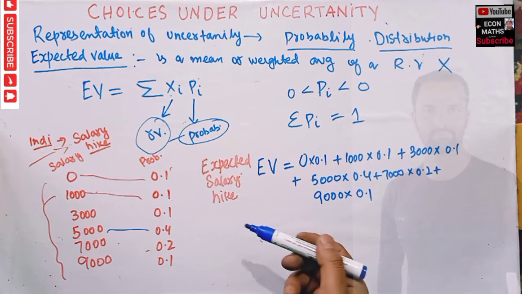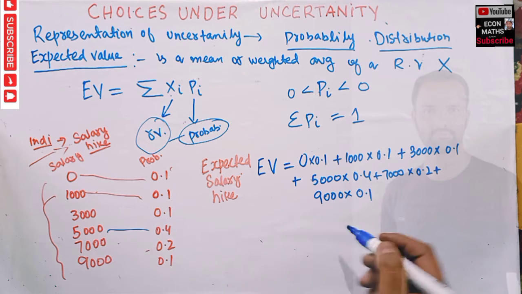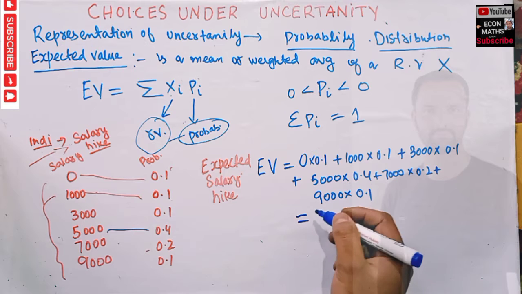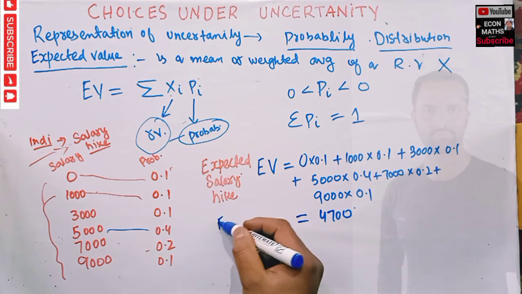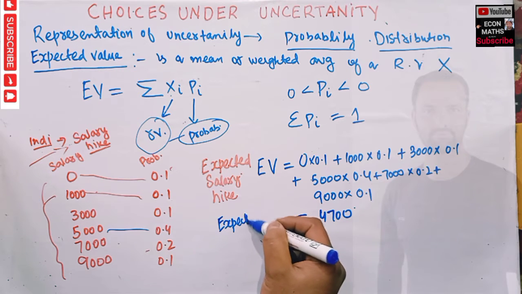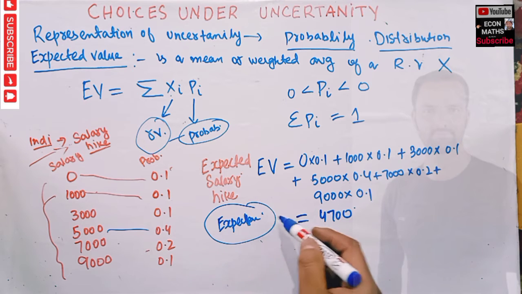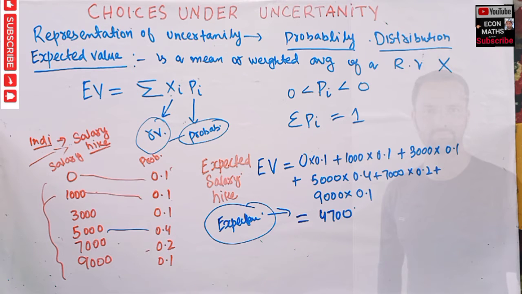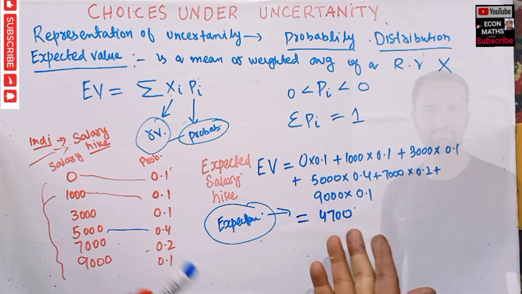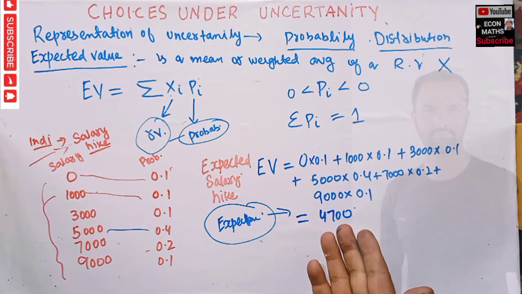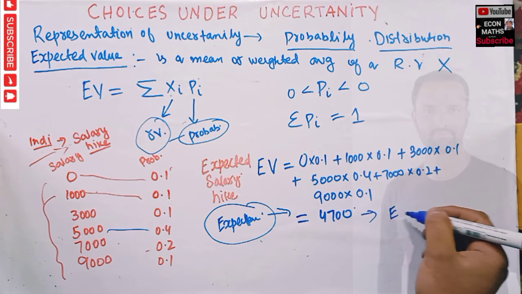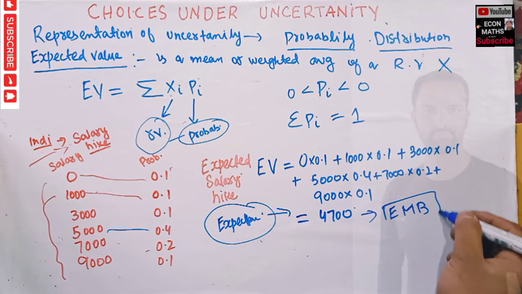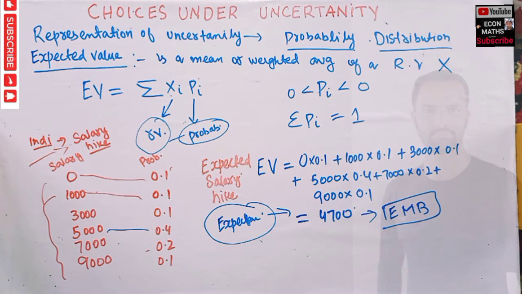We can say in this case expected salary hike, when we solve this out, this will come out to be a number. Let us say it is 4700. Okay, that means we will expect that the individual's salary will increase by 4700. Okay, so this is the expectation. This is an uncertain event here. So this is the meaning of this expected value, and we will also call this the expected monetary benefit that this consumer will get according to this uncertain situation.